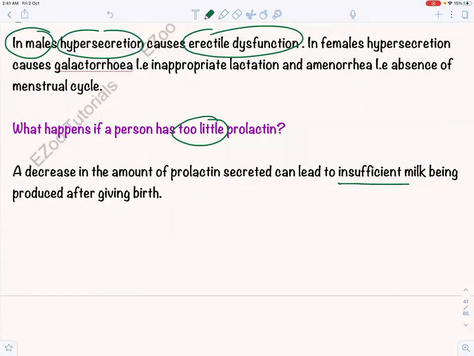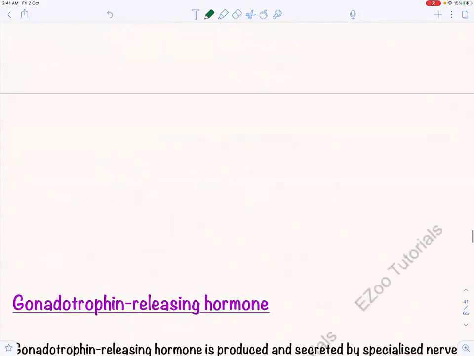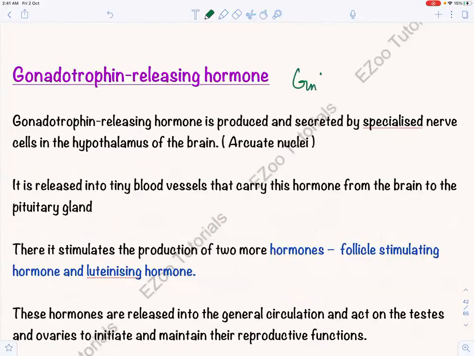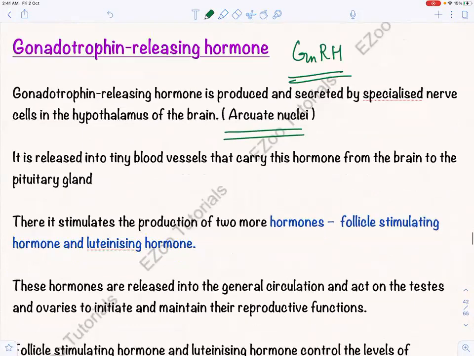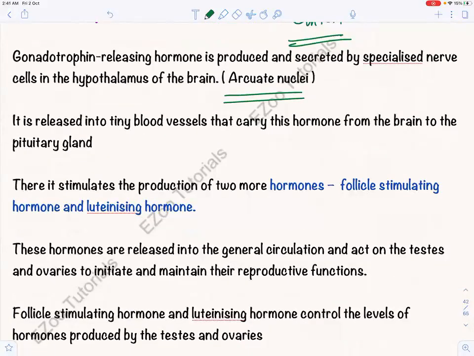So in a nursing mother, there will be insufficient milk. Gonadotrophin releasing hormone. And right, we did this, and what is it doing? It is stimulating the production of FSH and LH. And we did what FSH and LH is doing. And what was FSH doing? It was initiating the development of oocytes, remember, and estrogen. And what was luteinizing hormone doing?